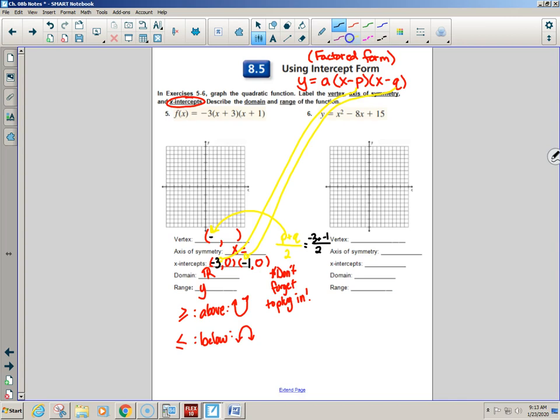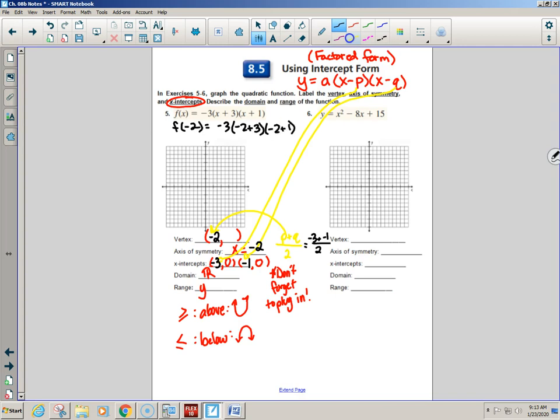-2. Good. Now that we have -2, what do I need to do with that negative? Oh, it goes in this spot too, right? What do I need to do with that -2? Plug it in. So I'm going to come up here and say, I need to know what the y is at -2.